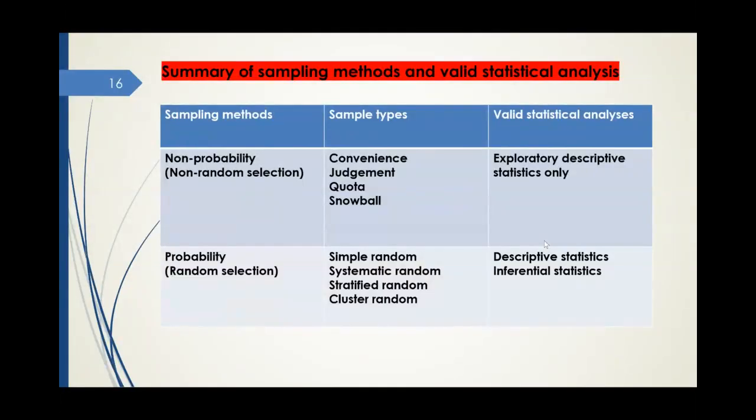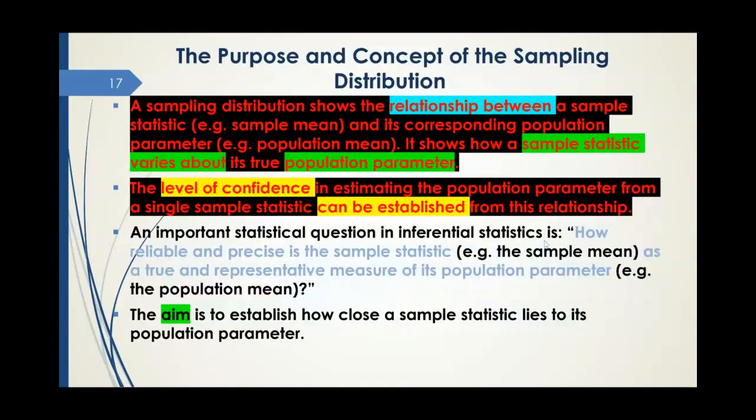Again, this is the key thing. These are just explanatory, descriptive statistics only. They just explain some insights. Whereas probability sampling gives descriptive statistics that we can then infer to the population. Right.